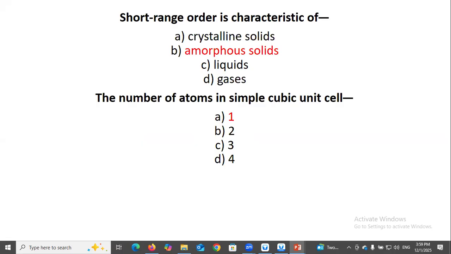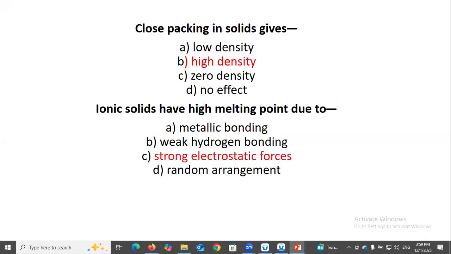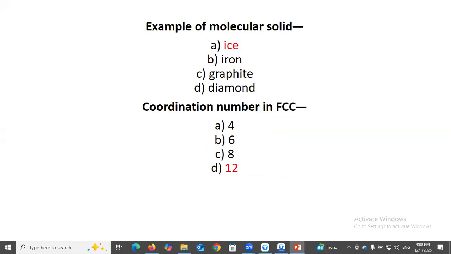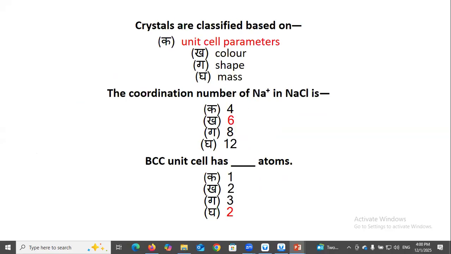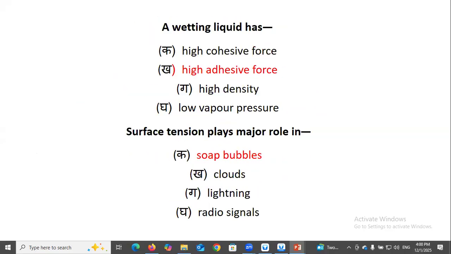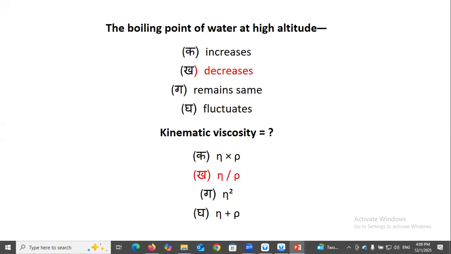The number of atoms in simple cubic unit cell is 1. Close packing in solids gives high density. Ionic solids have high melting point due to strong electrostatic force. Example of molecular solid: ice. Coordination number in face-centered cubic is 12. The number of octahedral voids per atom is 1. Amorphous solids are also called pseudosolids. Okay, that's all about MCQs related to solid and liquid state.